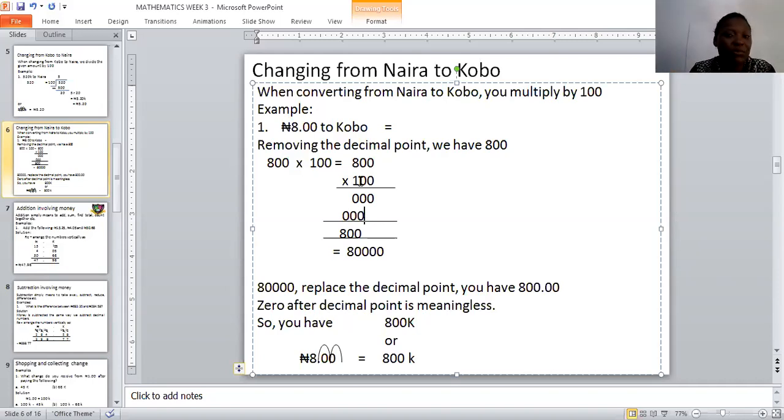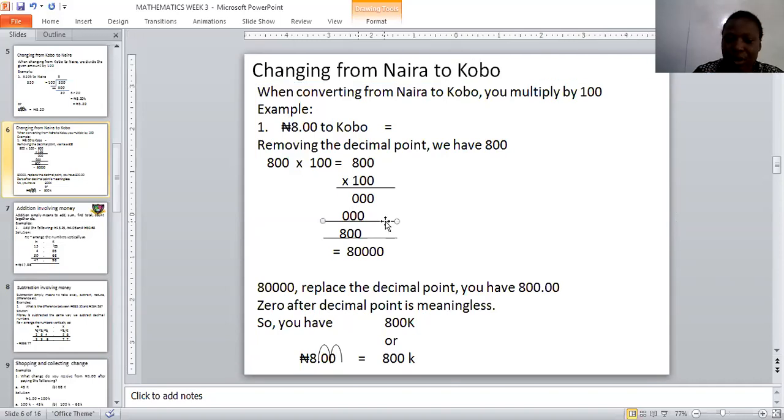Remember that arrangement is very, very important in mathematics. Then you use this 0 multiplied by this 0. You have your answer as 0. Then you take the 0 to multiply the last digit, which is 8. 0 multiplied by 8 will give you 0. Now you multiply the next digit, which is 1. 1 multiplied by 0 is 0, 1 multiplied by 0 again is 0, and 1 multiplied by 8 will give you 8.